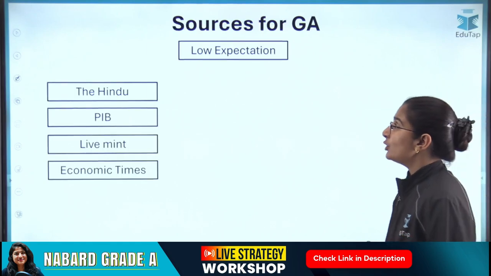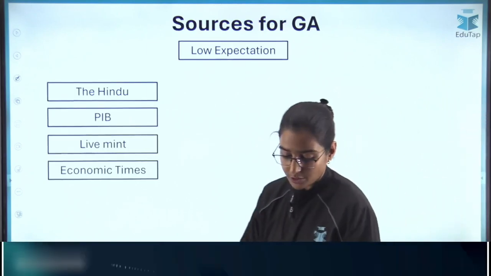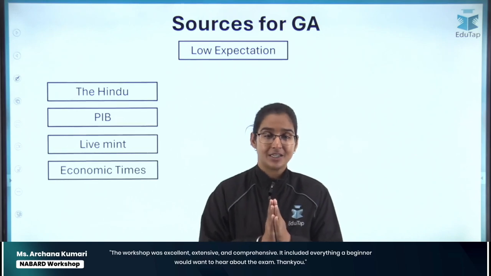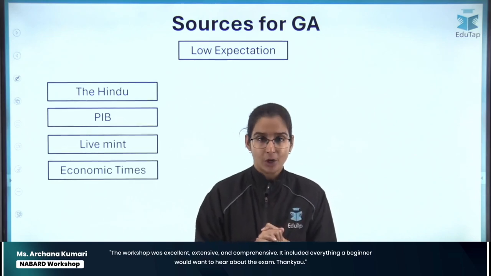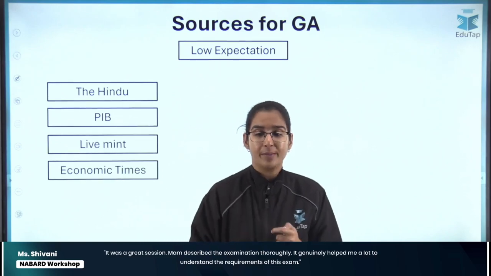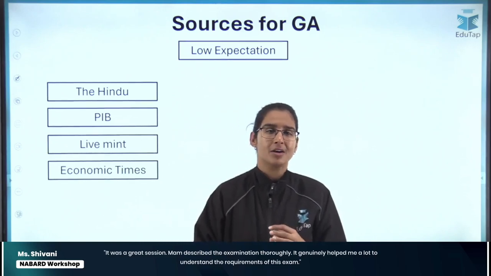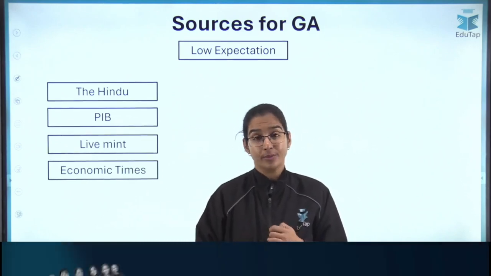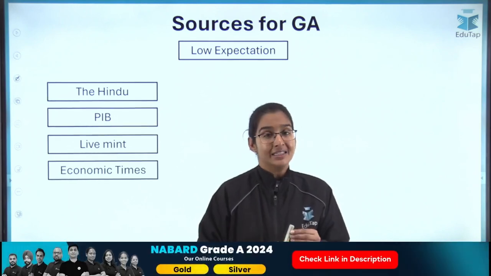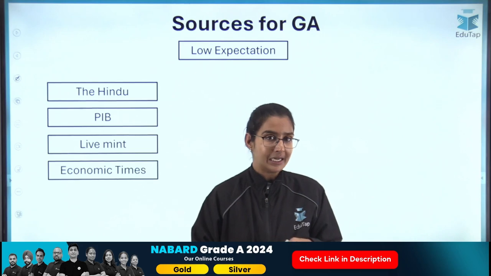Now, what are going to be the sources? Before I tell you the sources, students, the first thing I would like to tell you is that as far as the GA section is concerned, please have very, very low expectations from this section, right? Please do not think that you will be able to score 15 marks or 12 marks out of 20 from the GA section, because I have shown you the kind of questions they are asking. This section is going to be really, really tough.